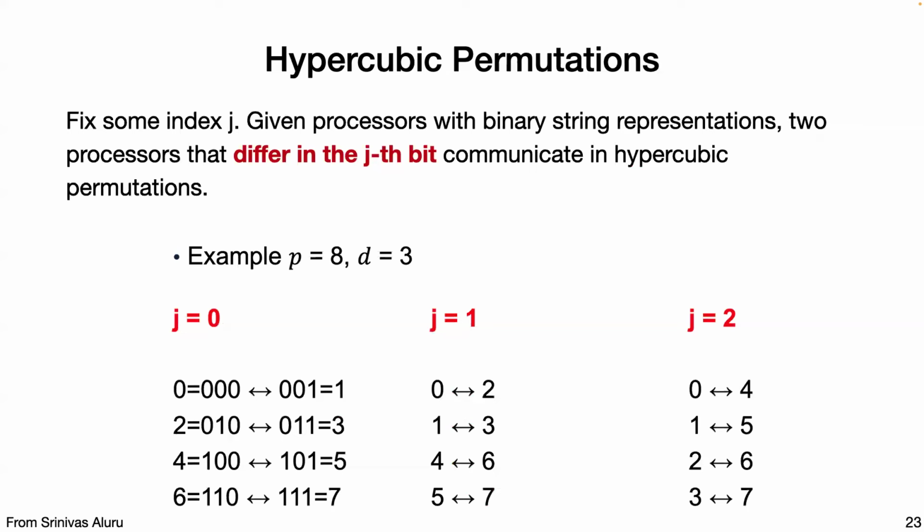Okay. Moving on, in hypercubic permutations, you can efficiently send if you differ in just one bit. So J is a fixed index, and for D=3, J can range between 0 and 2. Because they differ in just one bit, they're neighbors, so you can efficiently send between them.